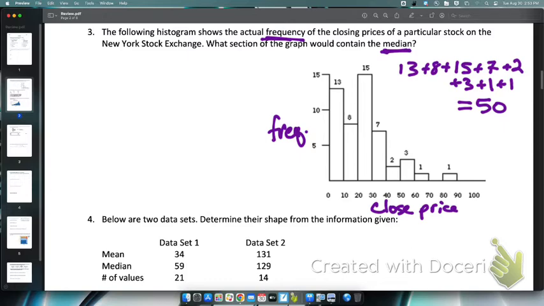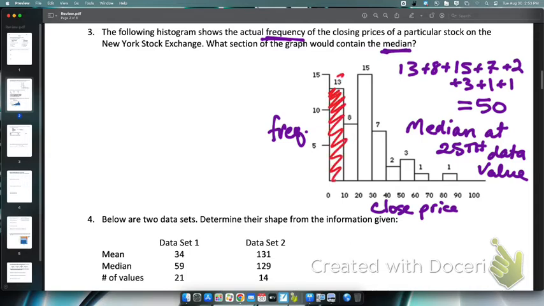The median then is going to be at the 25th observation. So the median is at the 25th data value. So if I start collecting data values, this first one, there are 13. So I'm not at the median. The next one, there's 8. So now I'm at 21. So I'm not at the 25th data value yet. When I go to the next bar here, there's 15 total in there. So if I added 15 to that 21 that I've already collected, then I am well past the 25th data value. So my median would be in that particular bar.